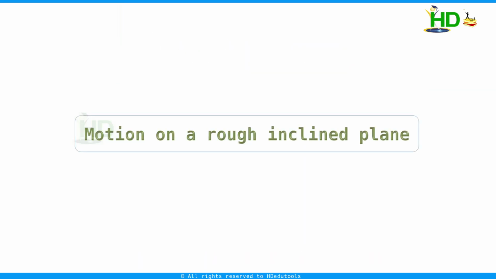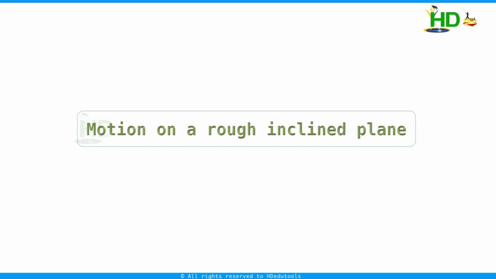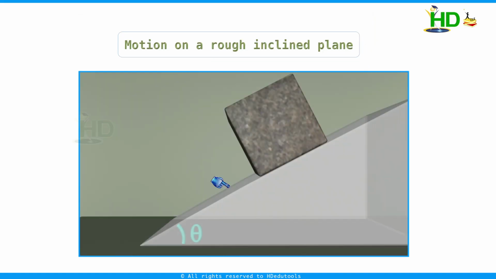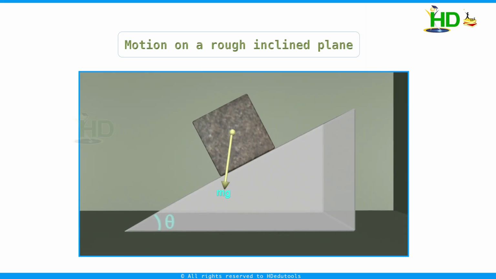Now we consider the body is moving on a rough inclined plane. Then what will be the expression for acceleration? Now we consider an inclined plane having inclination theta. When an object of mass m is placed on this, the weight is acting vertically down, as you are seeing in the figure. This is not normal to the surface. This can be divided into two components. One is mg cos theta, which is normal to the surface, and mg sin theta, parallel to the surface.